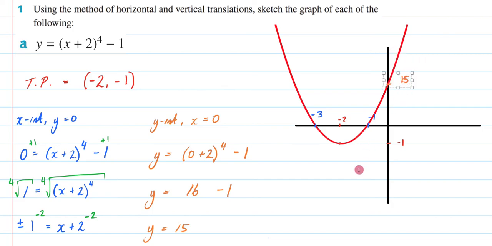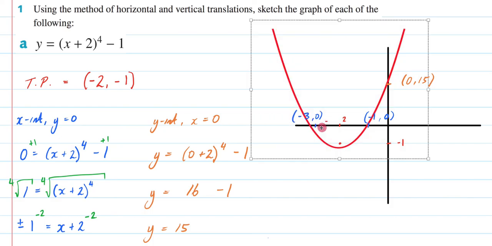Now it's important that if this was a test, you make sure that you're not only just writing 15 here, but you write it as coordinates. So this is going to be 0, 15. This isn't just going to be -3. You're going to make sure you write it as -3, 0, and this is -1, 0 as well. That is important, something that people often forget. Always make sure that you're writing down your coordinates as such.